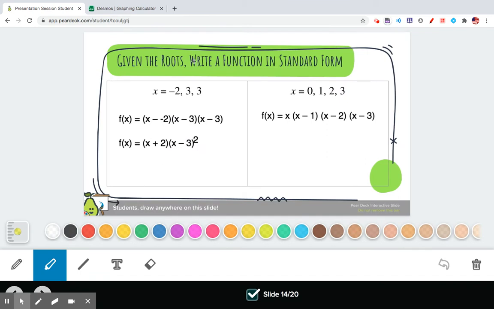So we're asked to write a function in standard form, and we're given 3 roots, one of which is what we call a double root, right?